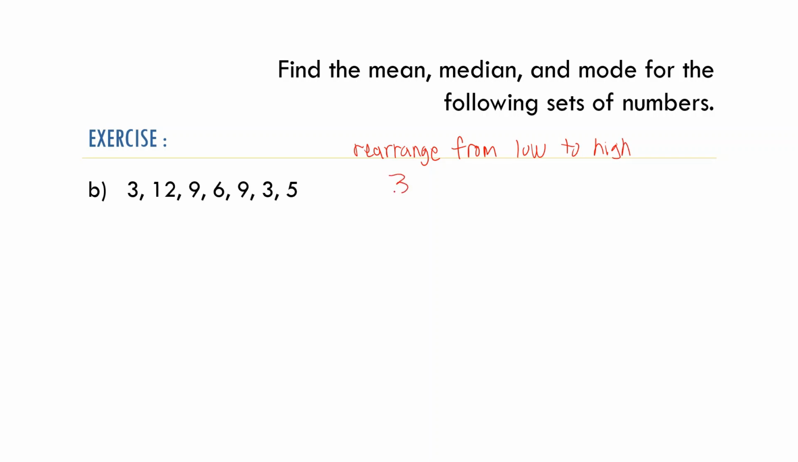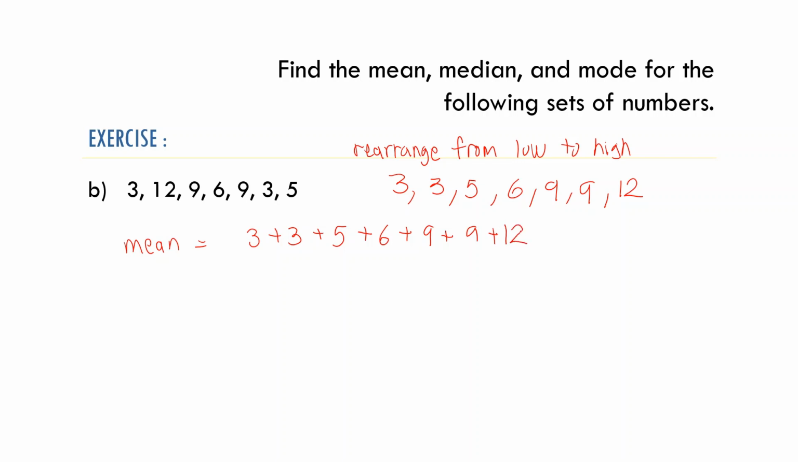Okay, let's say here 3, 3, 5, 6, 9, 9, 12. Okay, so the mean is the addition of all the numbers, 3 plus 3 plus 5 plus 6 plus 9 plus 9 plus 12, divided by the number of data, which is equal to 1, 2, 3, 4, 5, 6, 7.